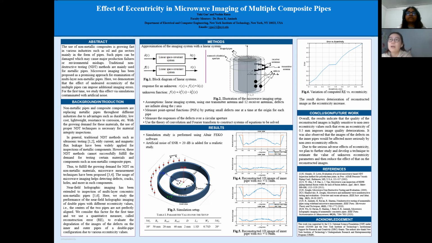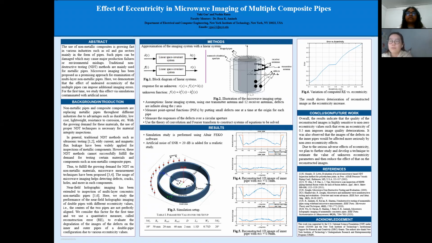non-metallic pipes like PVC, FRP, and HDPE that are commonly seen, because the physics of these methods is based on metal components. Using these methods may cause major production failures or environmental mishaps. Due to that, our research group has already developed a non-destructive testing method for inspection of multiple composite pipes.